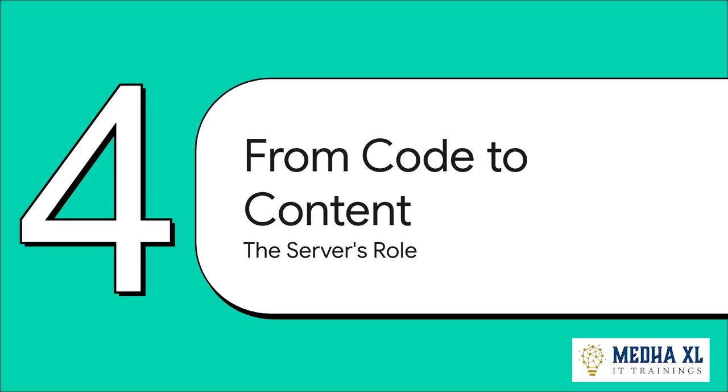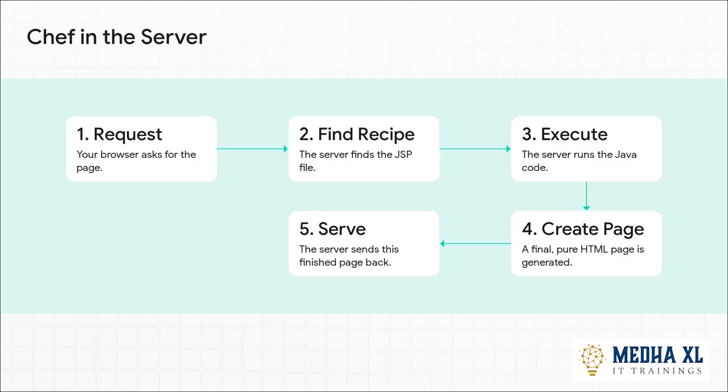All right, so we've got our recipe. But how does that recipe get turned into an actual finished web page? For that, we need to meet the chef who's working behind the scenes. So think of the web server as our chef. Step 1, your browser asks for a page. Simple enough. Step 2, our chef, the server, goes and finds that JSP recipe. Now for the magic. Step 3, the chef reads and follows all those special Java instructions. This whole process makes a brand new, finished page that is pure HTML. And finally, the chef serves that finished page, not the recipe, right back to your browser.